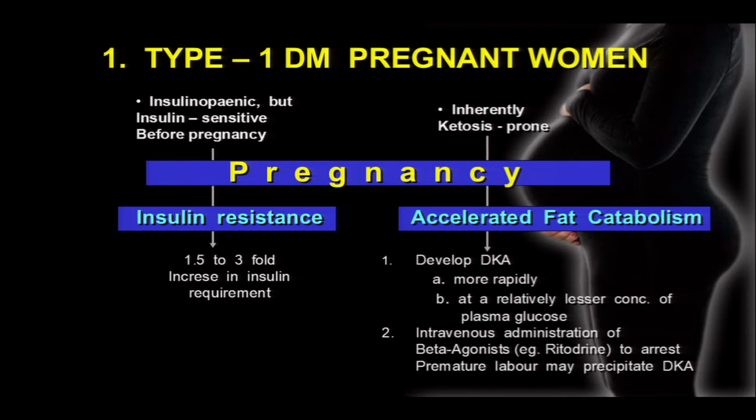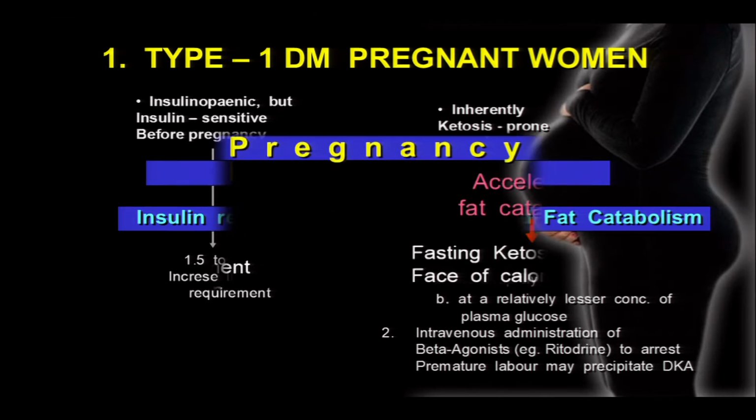In a type 1 pregnant woman, who is characterized by insulinopenia outside pregnancy, she is extremely insulin sensitive. At the same time, she has inherent ketosis proneness. The moment pregnancy occurs, insulin resistance of pregnancy and accelerated fat catabolism are superadded. The superadded insulin resistance results in a 1.5 to 3-fold increase in insulin requirement in these women, and this accelerated fat catabolism results in a tendency to develop diabetic ketoacidosis more rapidly and even at much lower levels of plasma glucose. And she does develop it on intravenous administration of beta agonists like ritodrine to arrest, say, premature labor. She may have diabetic ketoacidosis.